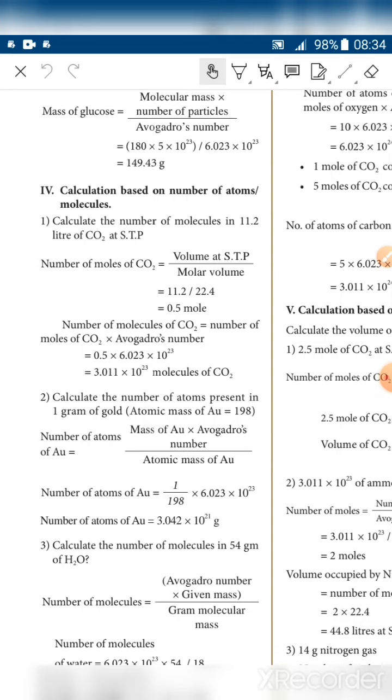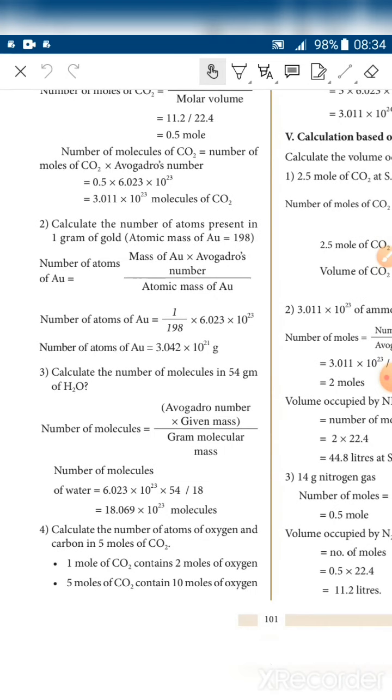Here, in the formula, it is given combined with the Avogadro number also. You can also do it separately. Number of moles equals mass by atomic mass. Then you can multiply the number of moles by the Avogadro number. Or you can use the formula: mass of the given substance times Avogadro number by atomic mass.